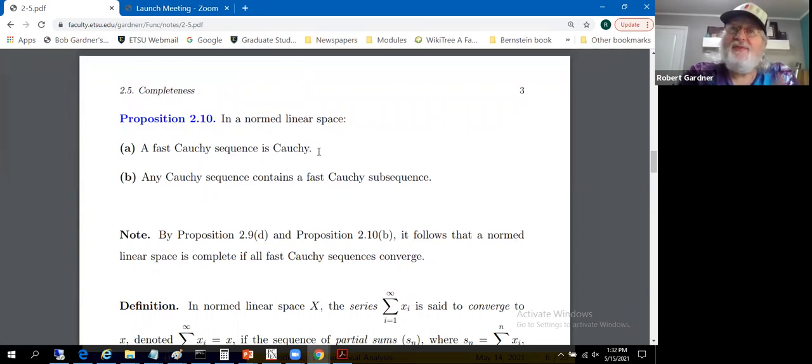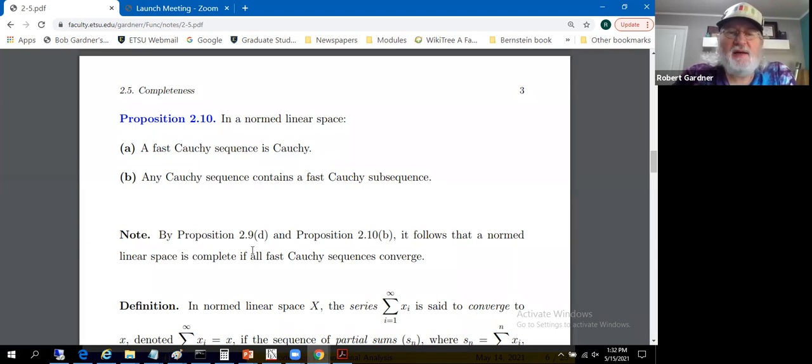Okay, so that gives us a way maybe to recognize that a sequence is Cauchy. If we can show it's fast Cauchy, then it's a Cauchy sequence. Any Cauchy sequence contains a fast Cauchy subsequence. All right, so there doesn't seem to be an equivalence between Cauchy and fast Cauchy, but certain implications. Fast Cauchy implies Cauchy, and Cauchy sequences have fast Cauchy subsequences.